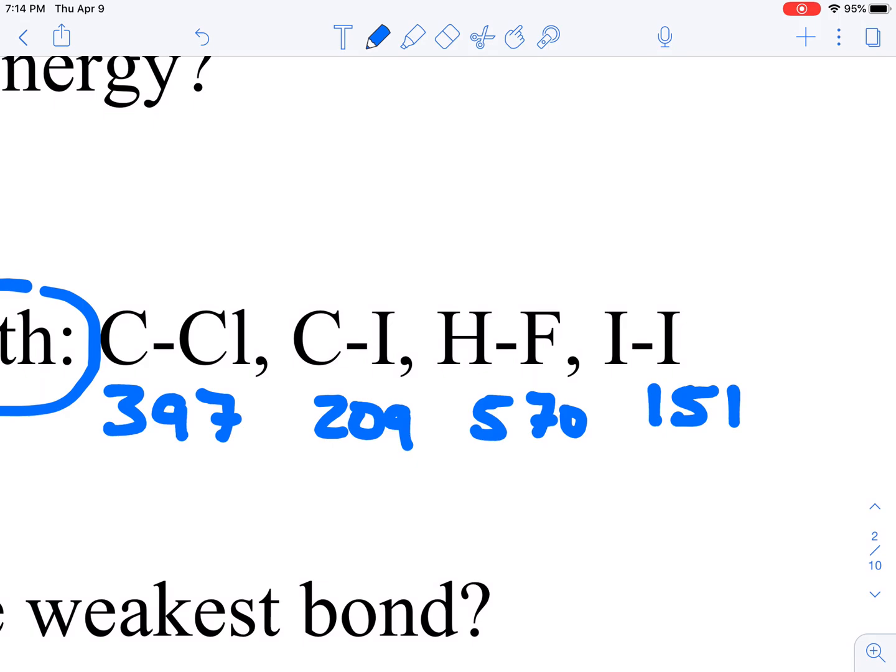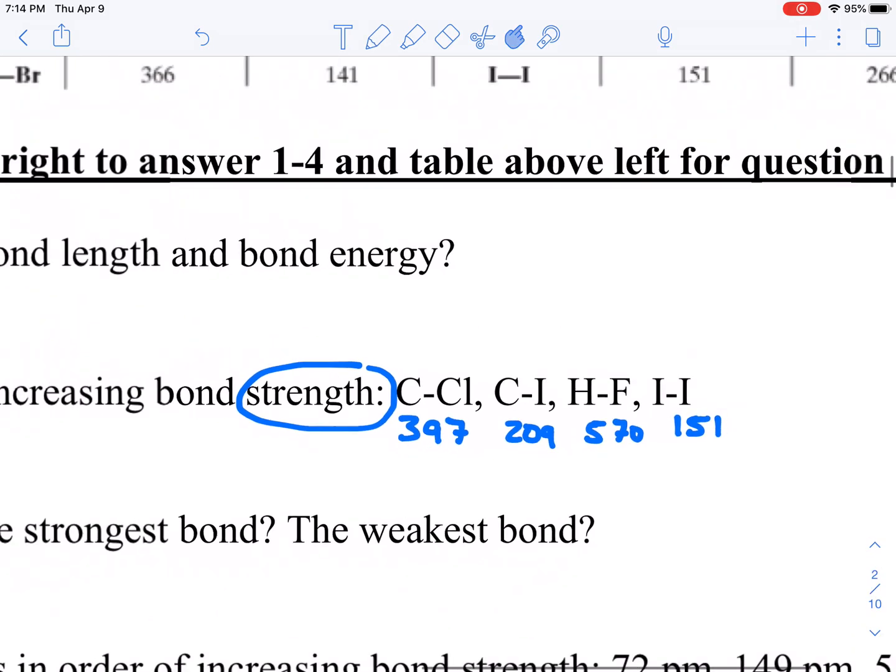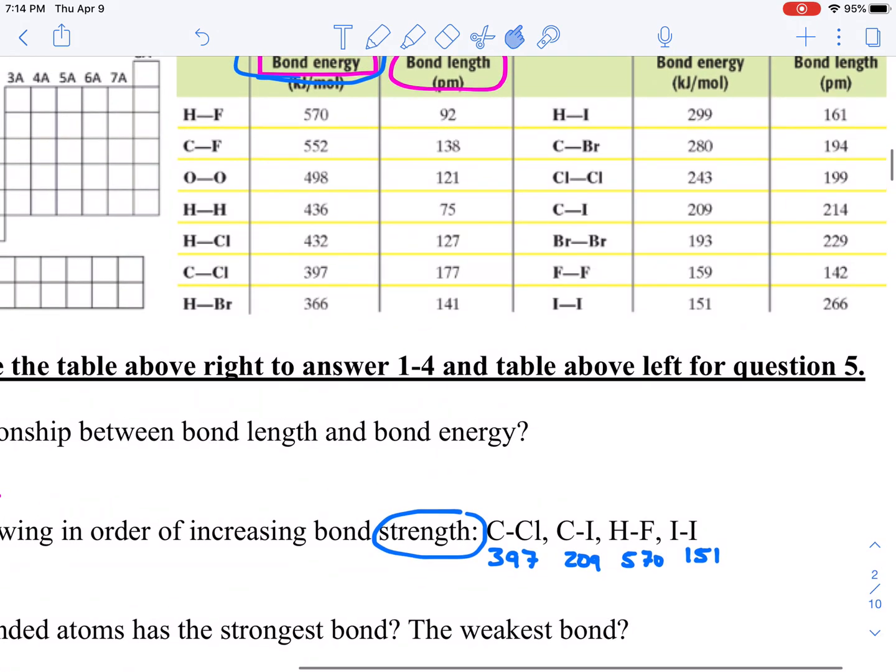II, just so you know, is a pirate's favorite type of bond. You can laugh now if you'd like.